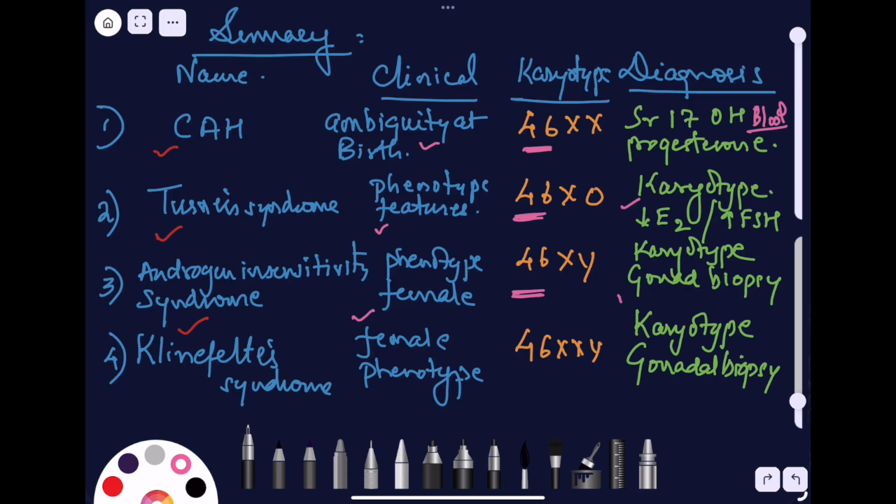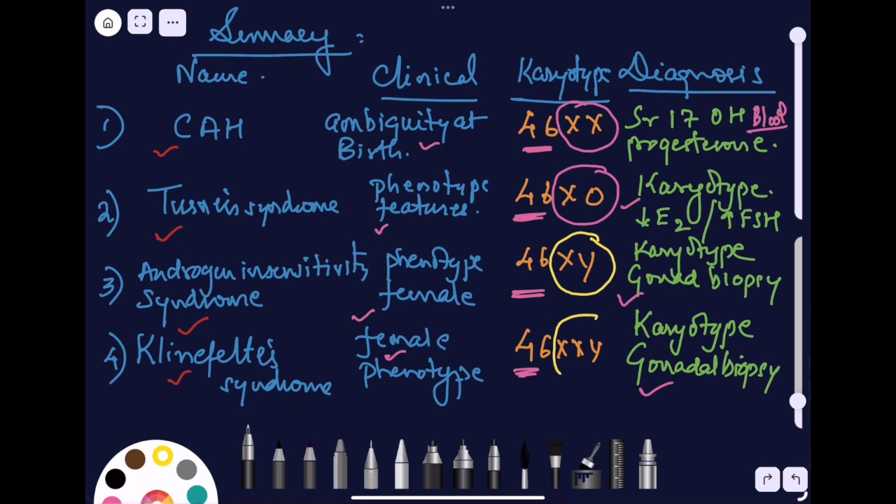The third type is a male intersex, which is androgen insensitivity syndrome, which has karyotype 46XY. Definitive diagnosis is through gonadal biopsy. Klinefelter syndrome again has a typical male phenotype with features. Biopsy and karyotype reveal 46XXY, and the diagnosis is through a gonadal biopsy. As you can note, in the female intersex, the karyotype will have double X or 1X only, and in male intersex, there will be presence of Y, but in Klinefelter, there is presence of double X.